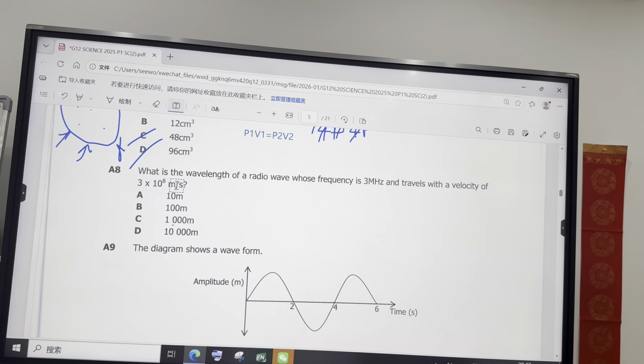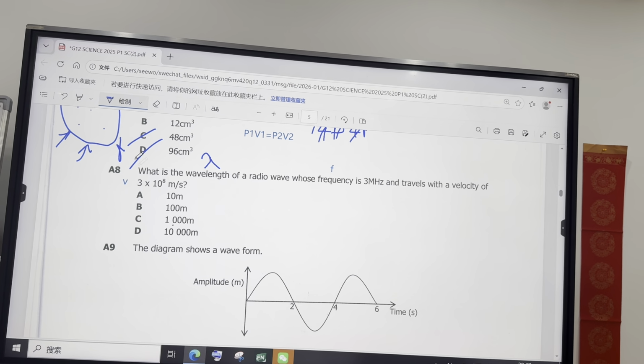So what is the wavelength of a radio wave whose frequency is this one? And it travels with a velocity of what? 3 by 10 to the power 8 meters per second. So they're asking you now, what is the wavelength? They've given us the frequency, small letter f. They've also given us the what? The speed here, v. Then what is the wavelength? We use the symbol, this one. Want to find the wavelength. So this is a symbol that you see for wavelength, lambda.